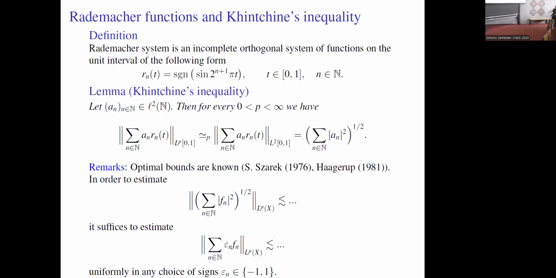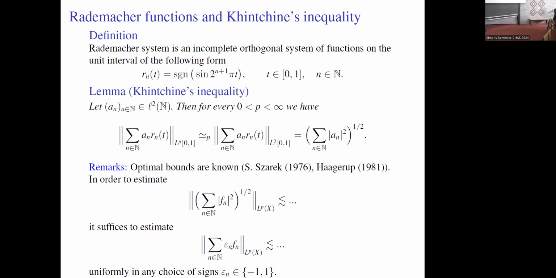All right, so now we will need Khinchin's inequality. So we need to define Rademacher functions. These are functions on the interval 0, 1. The first Rademacher function is equal to 1 on the interval 0, 1/2, and -1 on the interval 1/2, 1, and then we split everything diagonally.